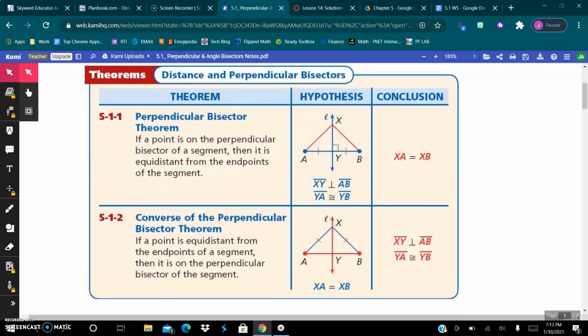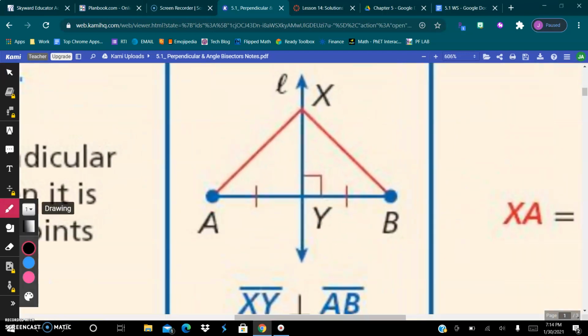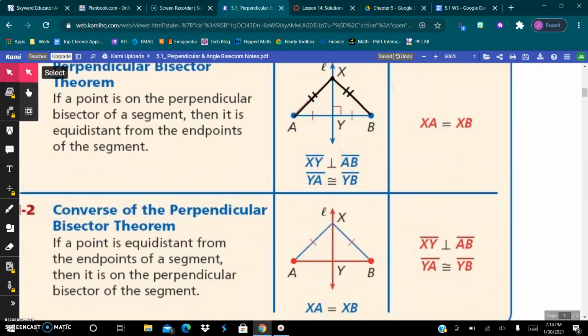Then we're going to look at a couple of theorems. The first one is the perpendicular bisector theorem. And that is saying that if a point is on the perpendicular bisector of a segment, then it is equidistant from the endpoints of the segment. So in other words, in a triangle like this, our point is here, and then it is the same distance away from the other endpoint. So then these two segments are congruent to each other.